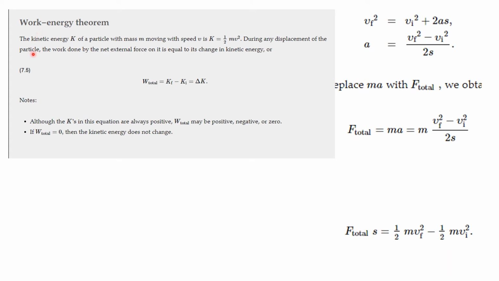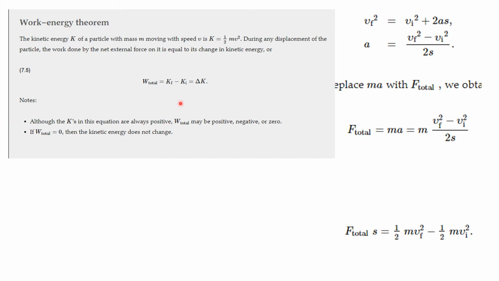The work energy theorem tells us that the kinetic energy K of a particle with mass m moving with speed v is 1/2 mv squared. That's the equation we learned previously. Now, during any displacement of a particle, so we do have a displacement that's greater than 0, the work done by the net external force on it is equal to its net change in kinetic energy, or the total work is equal to K final minus K initial, which is also delta K, the change in kinetic energy.